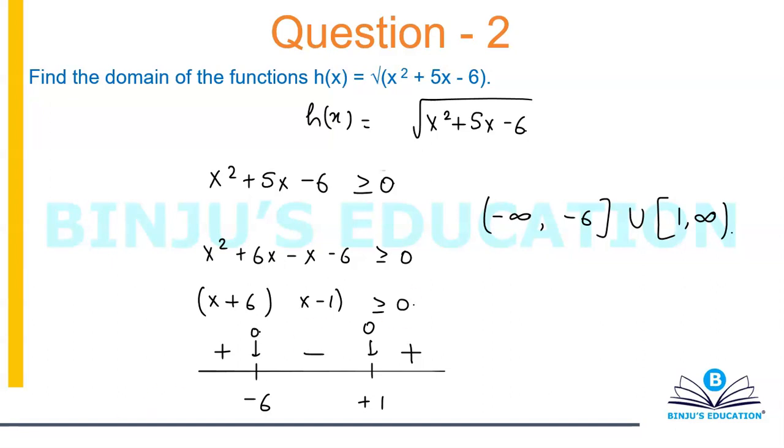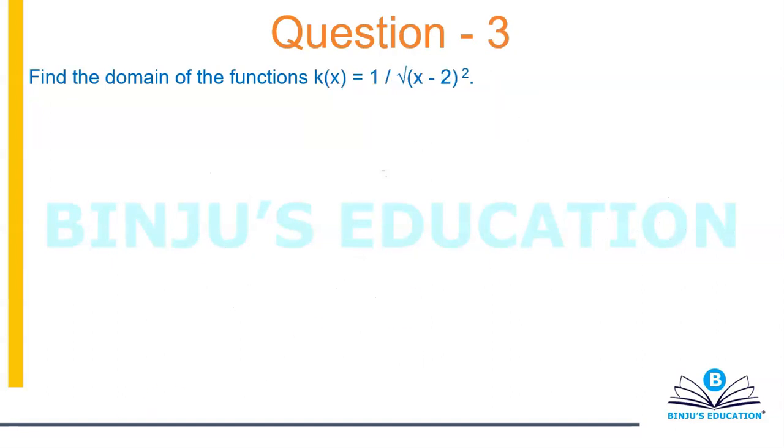Let's move on to the third one. So this is 1 over entire root of (x minus 2) whole square. Pause the video and try this question. Alright, let's try this one.